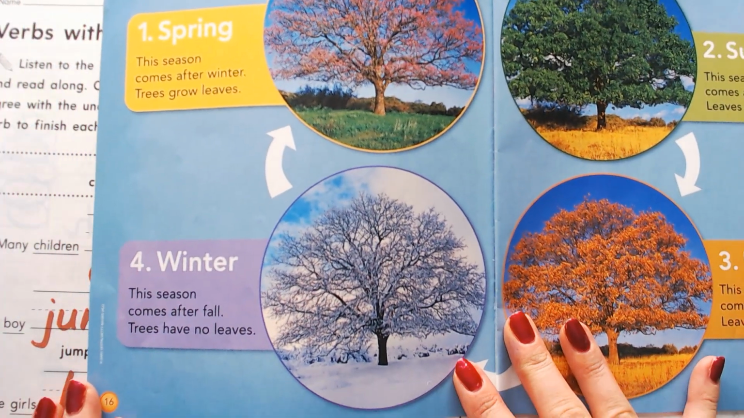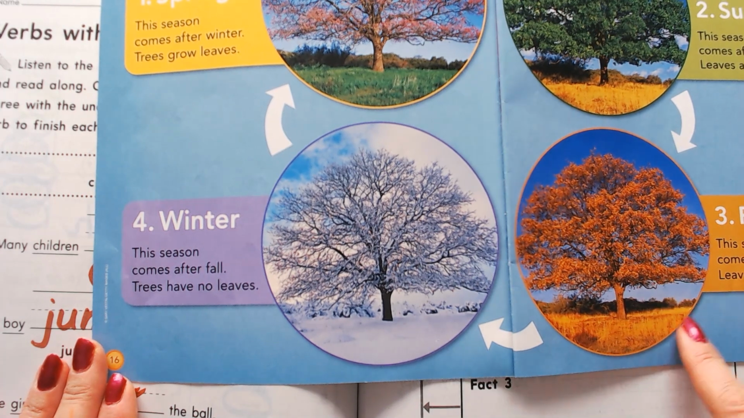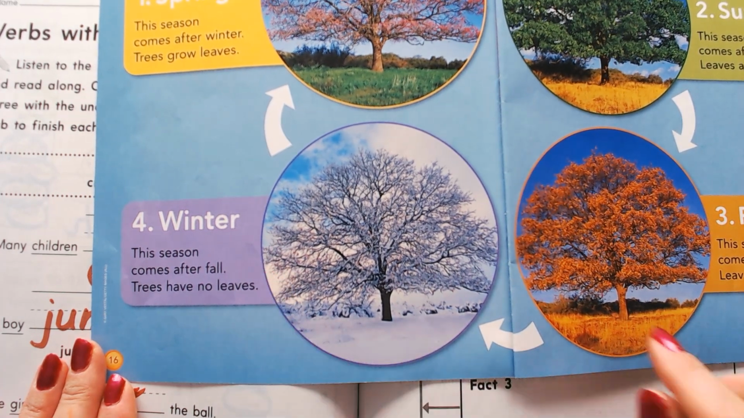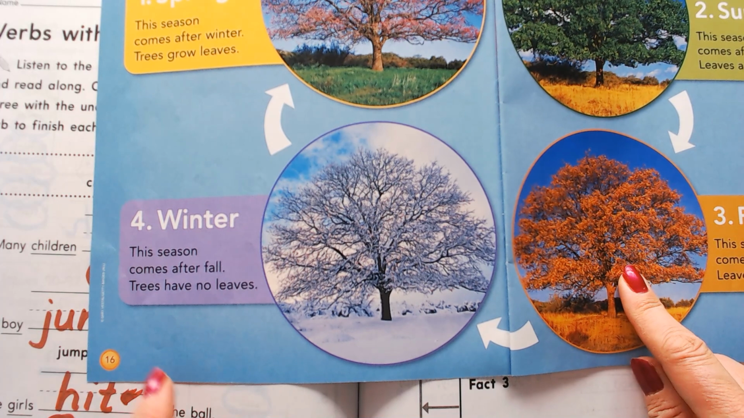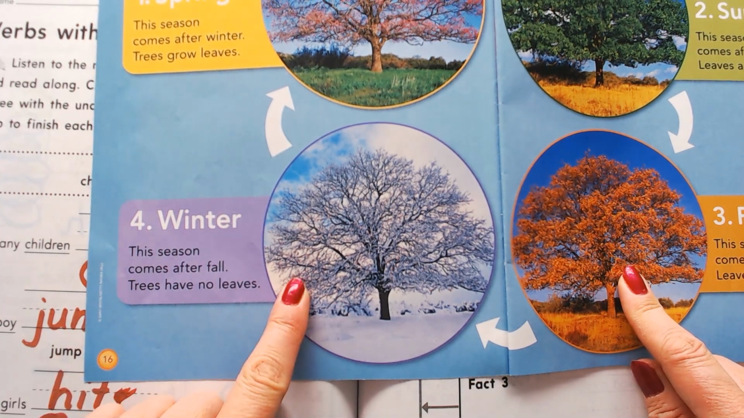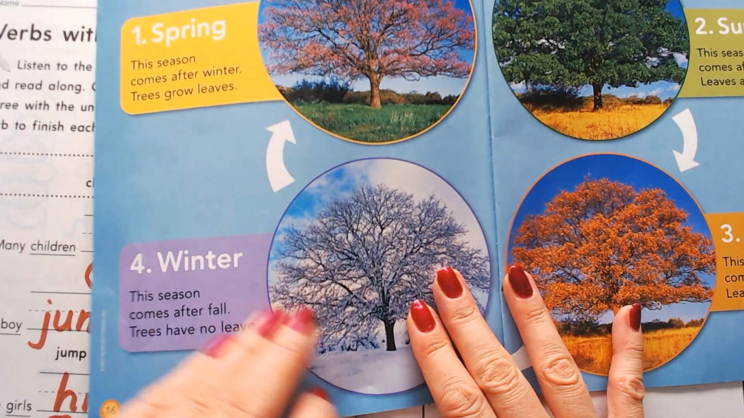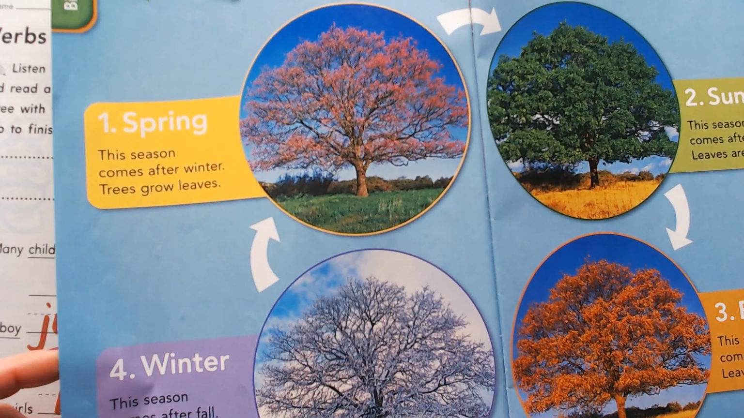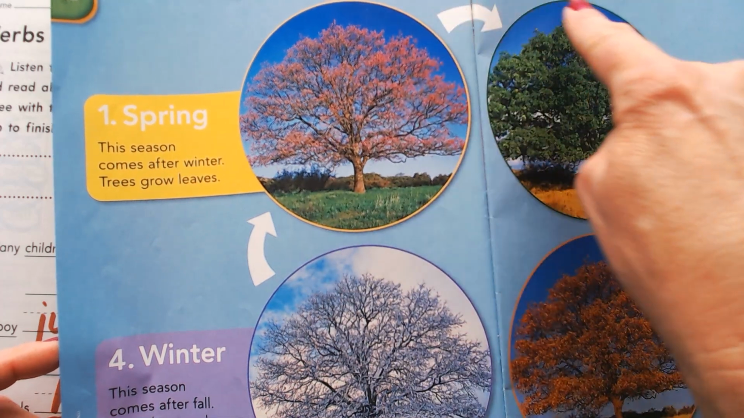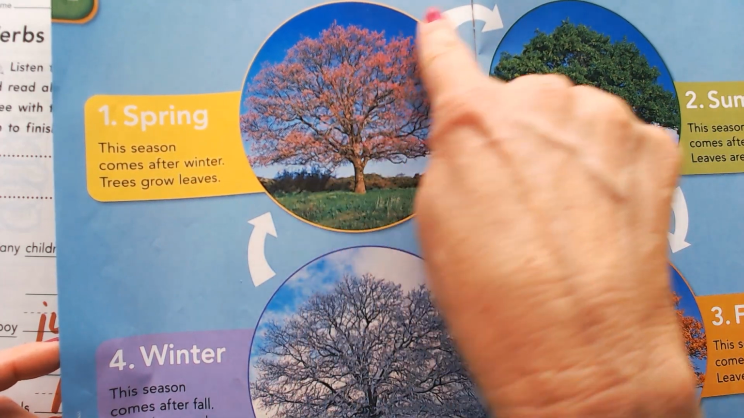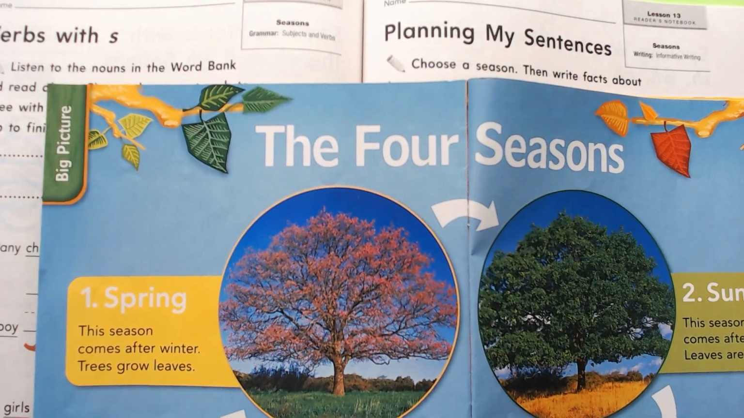And then it circles around. After fall, we have winter. And this season comes after fall, and it leaves no leaves on the trees. Unless you're like a Christmas tree, or an evergreen tree. Then after winter, it becomes spring again. It just keeps on going round and round. It takes a whole year for the four seasons to happen.